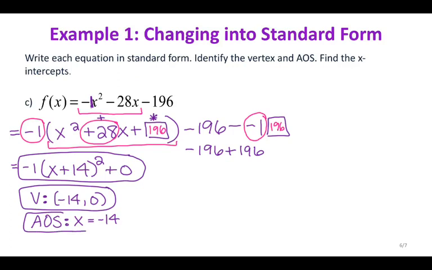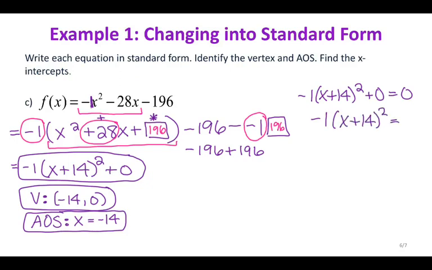Now again, to find my zeros, I'm going to take my equation in the standard form. So -1, x plus 14 squared plus 0, and set it equal to 0. Now I'm going to go ahead and solve this. I would subtract 0 from both sides. Well, 0 minus 0 is 0. I would get rid of this -1, so I'm going to divide both sides by -1. So I have x plus 14 squared equals 0 divided by -1 is 0.